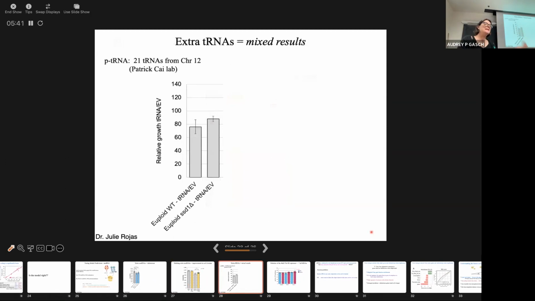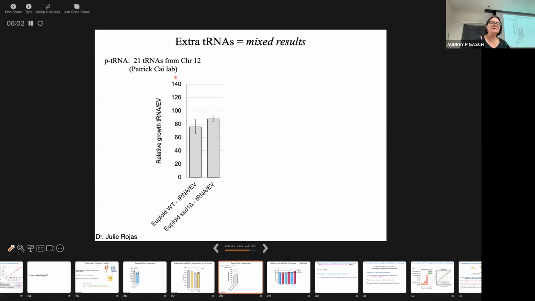So now what about the tRNAs? You remember that the model is telling us that chromosomes with more tRNAs actually do better than expected. Now we can talk about the whys later. We're still trying to figure out the why. Right now we're trying to test, is this prediction true? That more tRNAs is beneficial.